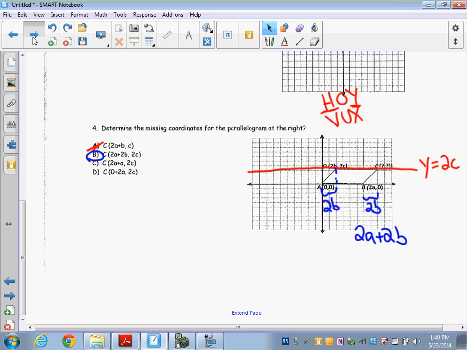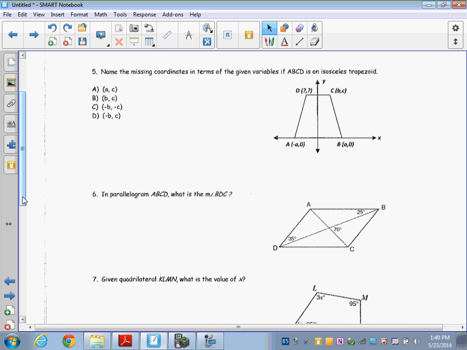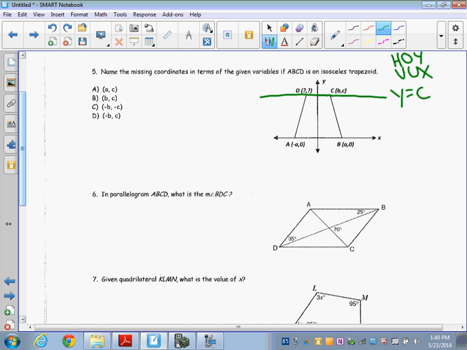Moving on to the next page, the final one. We have to name the missing coordinates in terms of a given variable. So this one's similar to the last one. Again, we have our y coordinate right away. Y is equal to c. Remember, horizontal line, y equals. So right away we know that c is not an option.